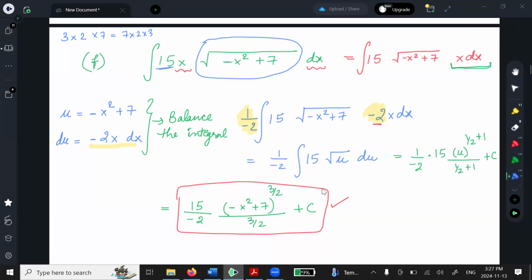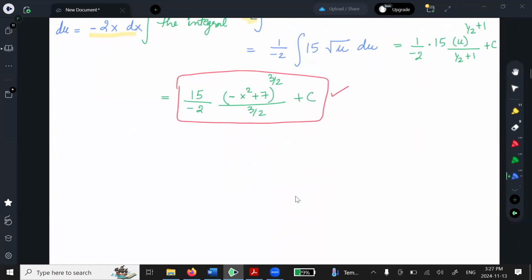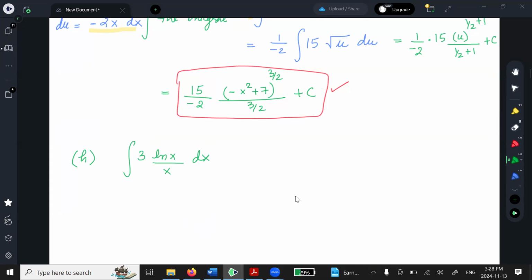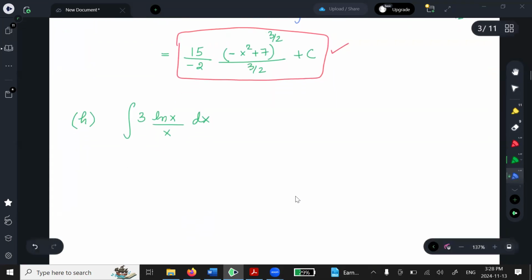Good? Let's do one more, it will be more clear. I'm doing number H on 13.2 question. I'll post this video. You can watch this again. This is 3 ln x over x dx. What do you think should be my u? Now, this is a tricky question. Let me warn you. What is my u here?